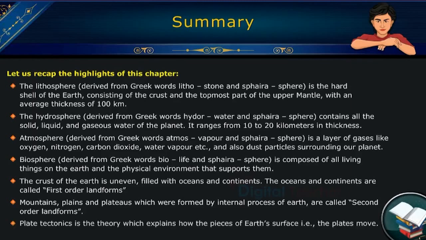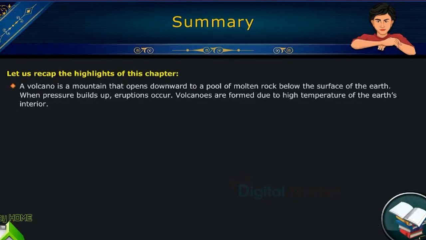Plate tectonics is the theory which explains how the pieces of earth's surface, that is, the plates, move. A volcano is a mountain that opens downward to a pool of molten rock below the surface of the earth. When pressure builds up, eruptions occur. Volcanoes are formed due to the high temperature of Earth's interior.